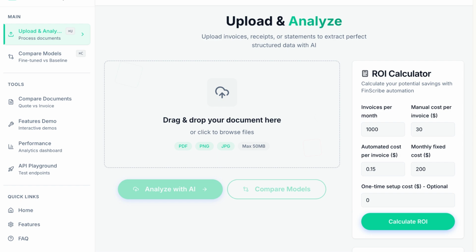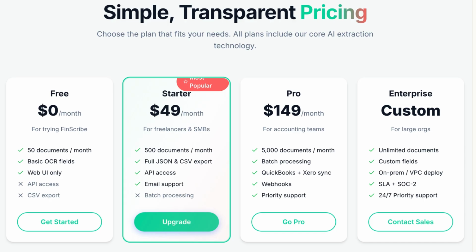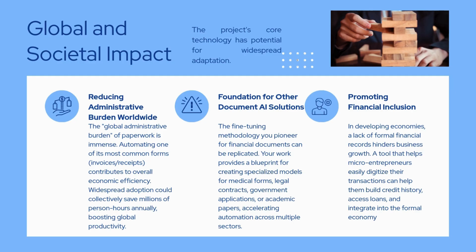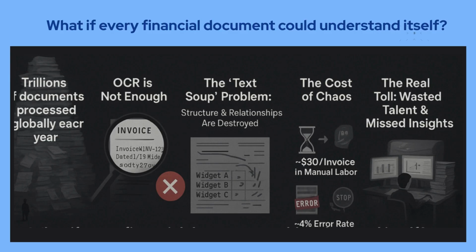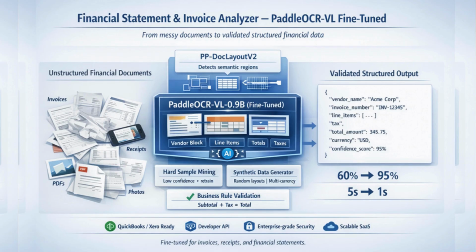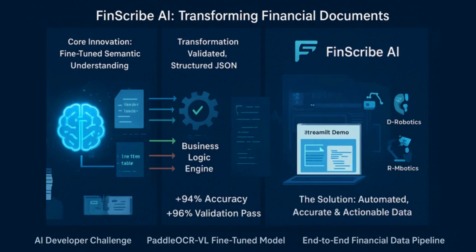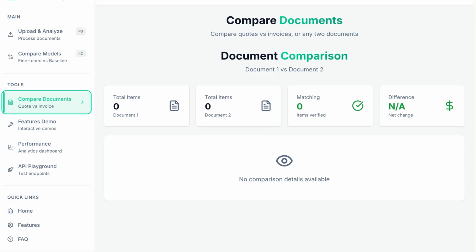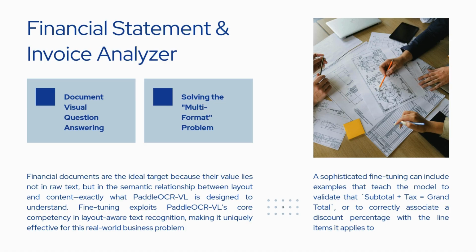a real Walmart receipt. Financial documents look simple, but they're fiendishly complex. Invoices, receipts, purchase orders and bank statements vary in layout, language, currency and noise. Traditional OCR often produces text soup, words with no structure and no idea which numbers belong to which fields. FinScribe solves that by combining layout detection with a vision language model fine-tuned specifically for finance.